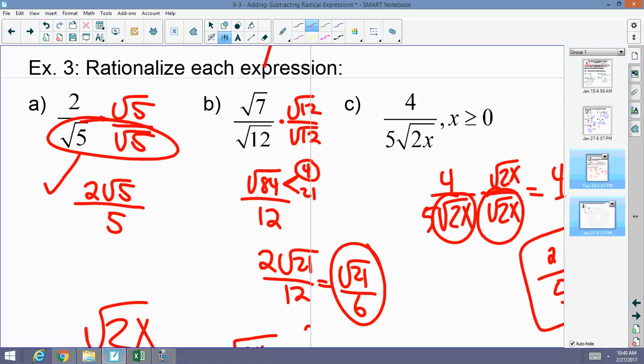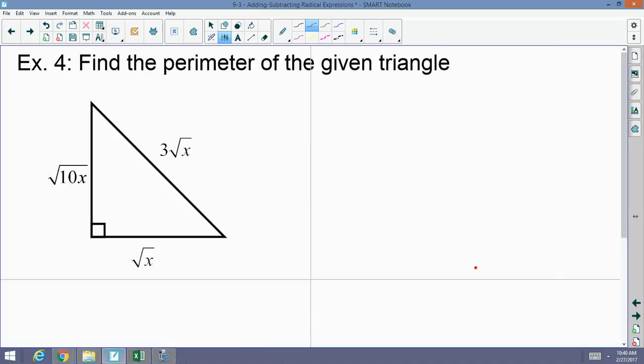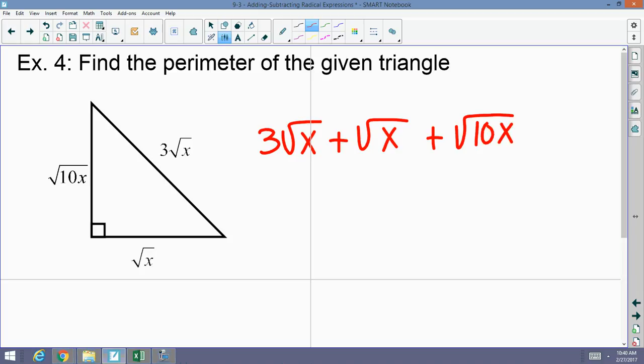Okay, now, how do we do this, guys? We already learned how to add radicals. Let's go ahead and see an SAT or an ACT application. I want to find the perimeter. So, how do we do this? Add them up. Perimeter is the sum of all sides, guys. And we know already that we can only add like radicals. So what would my answer here be, my brothers?